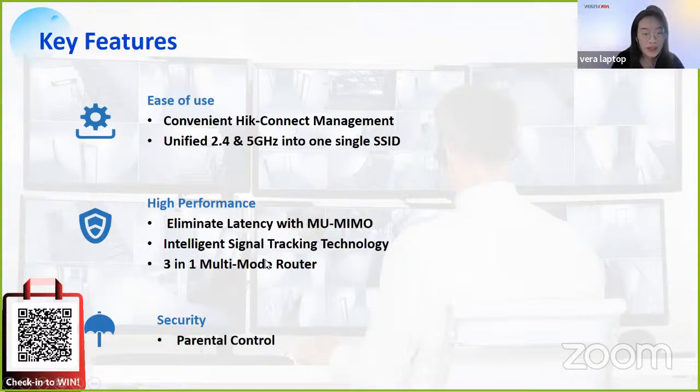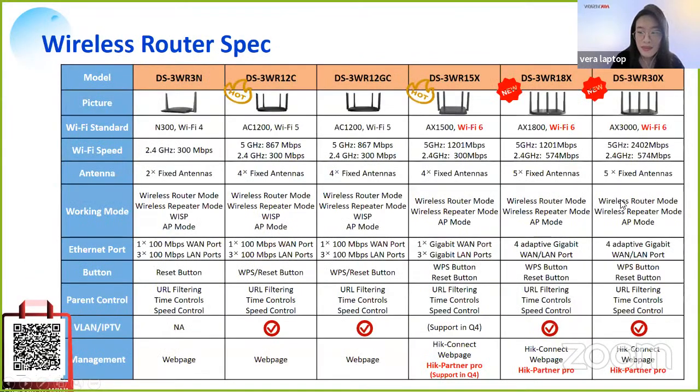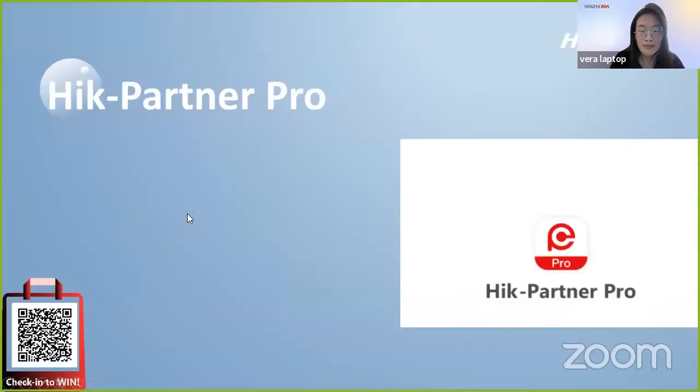Here, for the 3-in-1 multi-mode router, what is that? We can get back to the working mode. For this router, we can set the mode to work as a wireless router, as a wireless repeater, or use the AP mode. This is the content about the products.